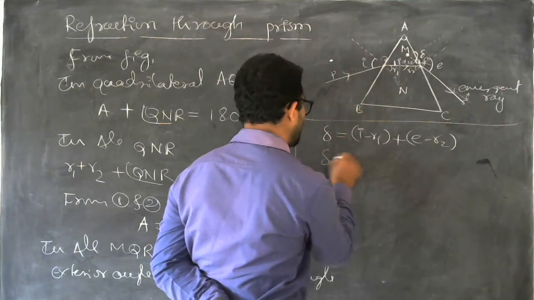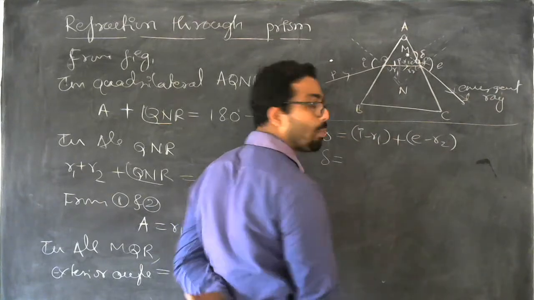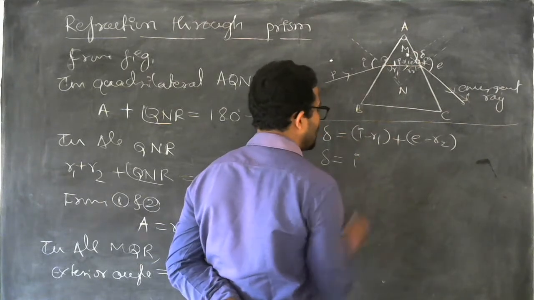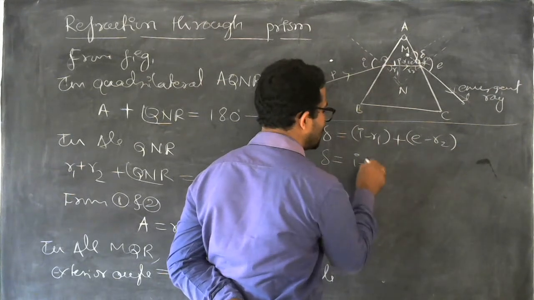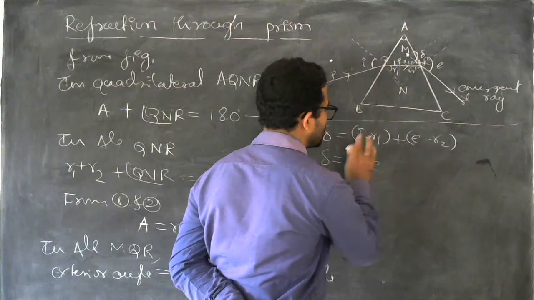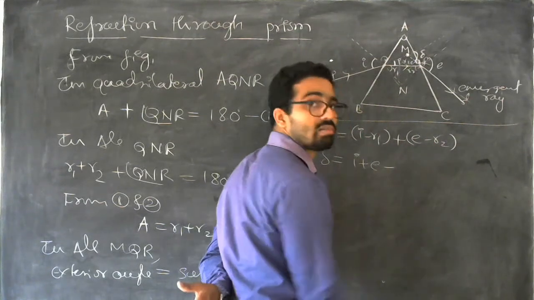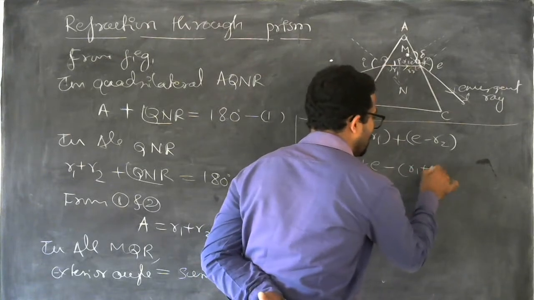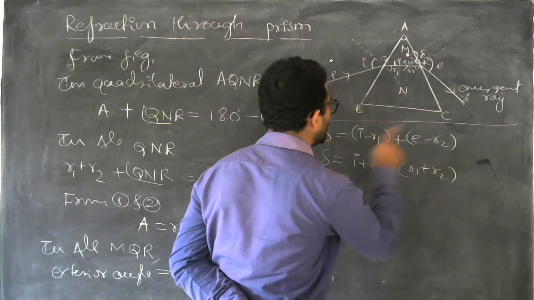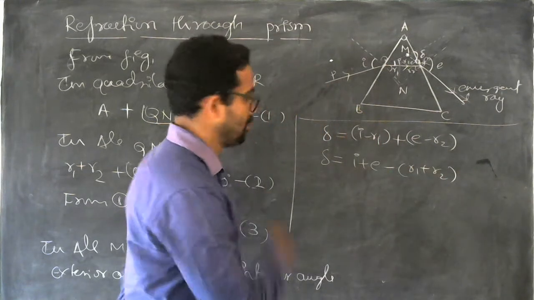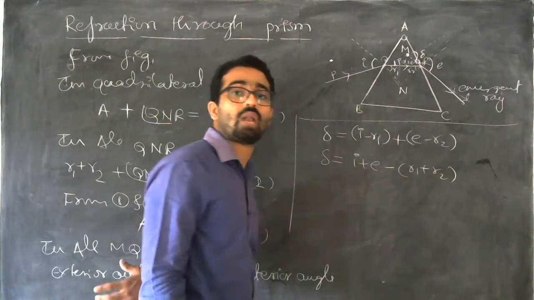Now let us write delta is equal to, let us write I and E terms together, or let us open the bracket. If you open the bracket, I minus R1 plus E minus R2. Let us write I and E together. This is plus, this is also plus. Minus R1 minus R2. Take the minus outside. What will happen? R1 plus R2. See, minus into R1 plus R2, minus R1 minus R2. You are getting the same. So that's why delta is equal to I plus E minus (R1 plus R2).